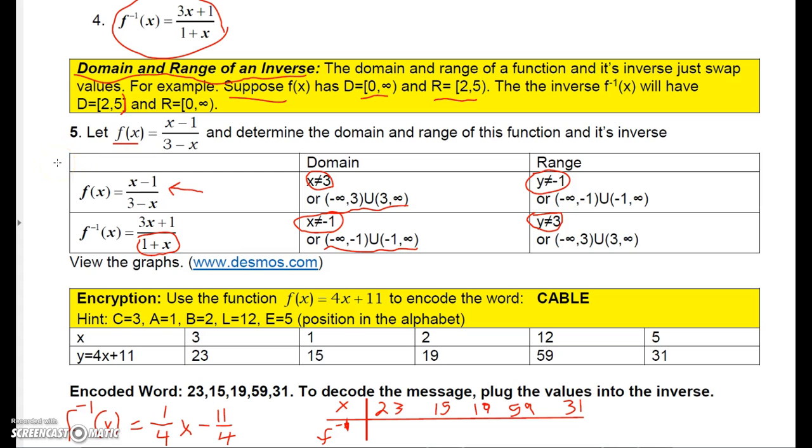The last thing I wanted to show you is an application of inverses.